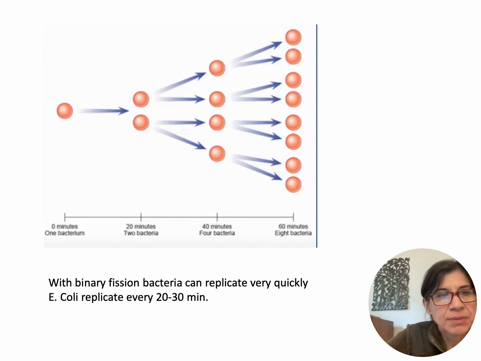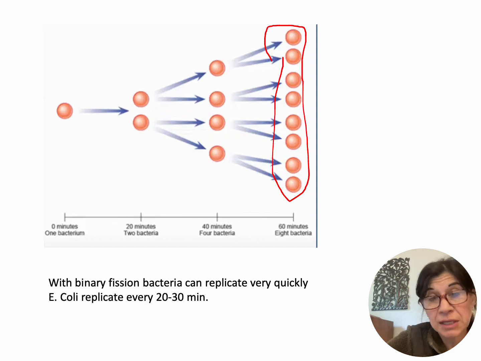So this is just a picture showing you how quickly bacteria populations can grow. For example, E. coli, which is the bacteria found in our guts, is also bacteria that can make us sick. It's found in fecal matter. E. coli can undergo binary fission every 20 to 30 minutes. So you can see within an hour, the population can grow. And this is referred to as exponential growth, right? And that's why bacterial infections can happen really quickly.